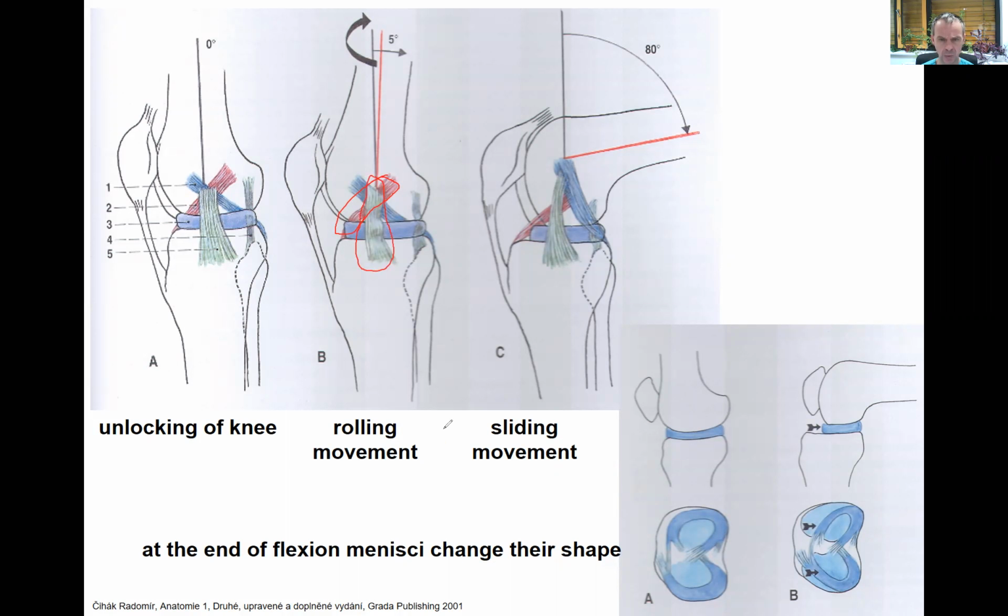So we start to roll and then we slide. And at the end of the slide, the anterior cruciate ligament is again stretched. So the knee is again locked. So we are not able to perform rotations in full extension and in full flexion. Yeah? And also you can see here how the meniscus is moved dorsally and a bit deformed.